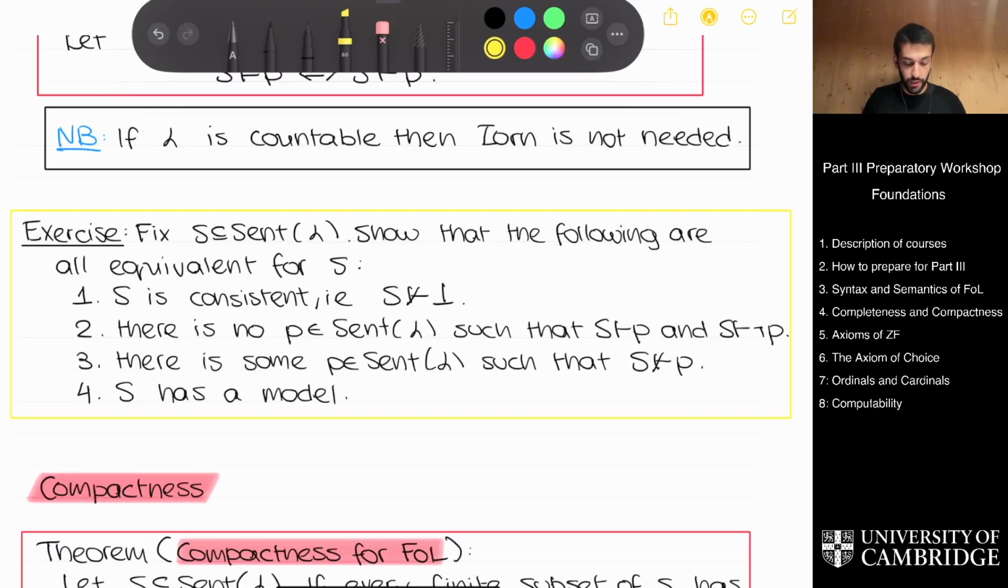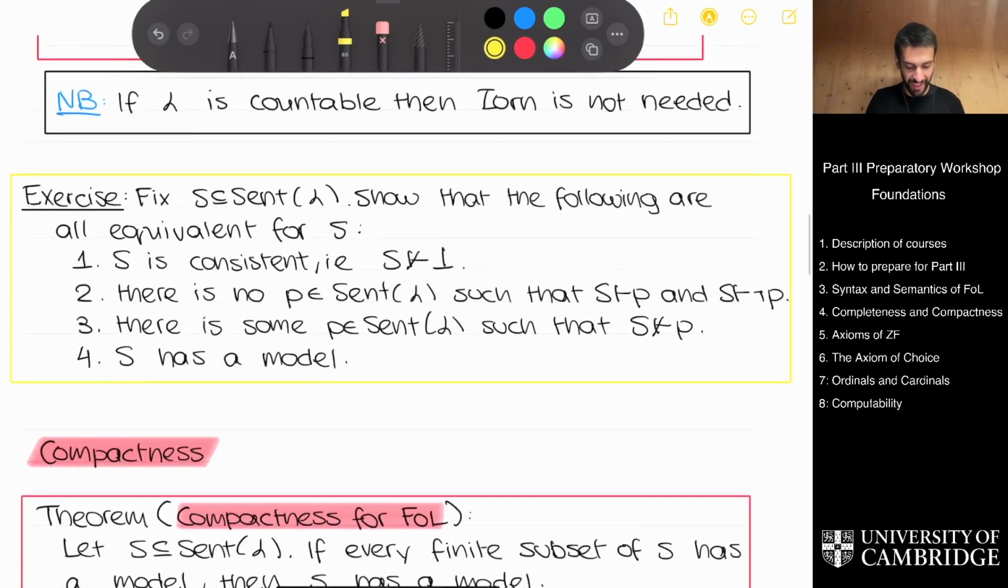And finally, thirdly, that there's some formula such that S does not prove this formula. And finally, that S has a model. So all of these are equivalent definitions of consistency for a set of sentences. And yes, provided you've shown this exercise, of course, but it's not particularly difficult.